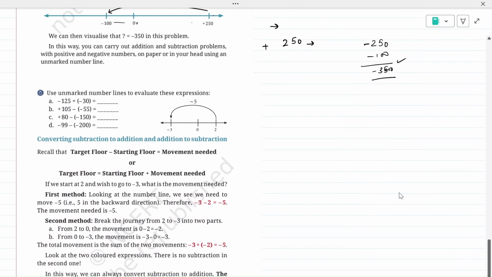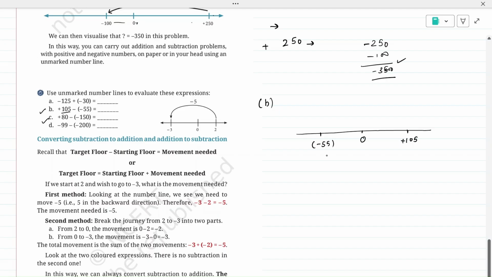Right. So use unmarked number lines to evaluate these expressions. So kids, what I'm going to do here is I'm going to pick two questions, B and C. Okay. So what does B say? B says that this is my number line. I am marking 0 here. We have plus 105. It will be somewhere here because it is positive, and minus 55. So minus will be somewhere here.